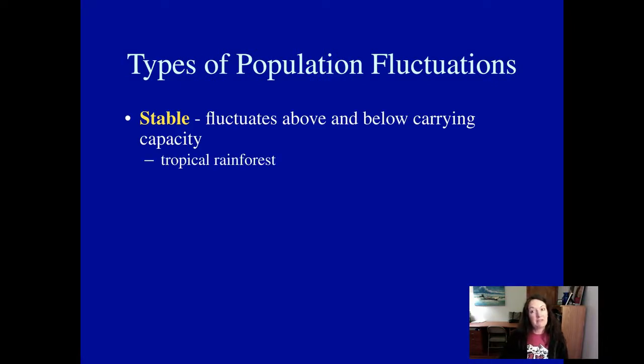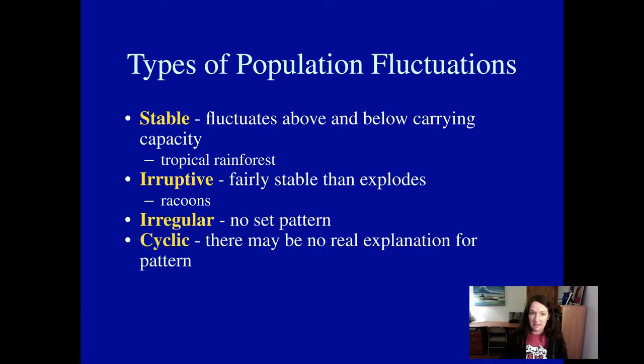Populations can fluctuate in a variety of different ways. Usually this is determined by the type of species that you have. Stable populations go above and below carrying capacity, so they can be very stable. Eruptive is when you have something that's stable and then it explodes, like grows rapidly and then decreases rapidly. Raccoons are an example of a species that has exploded, especially in urban populations. Irregular has no set pattern, so the species just kind of grows and falls.